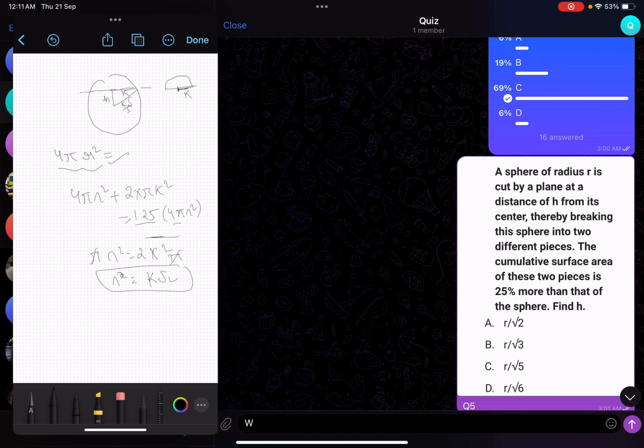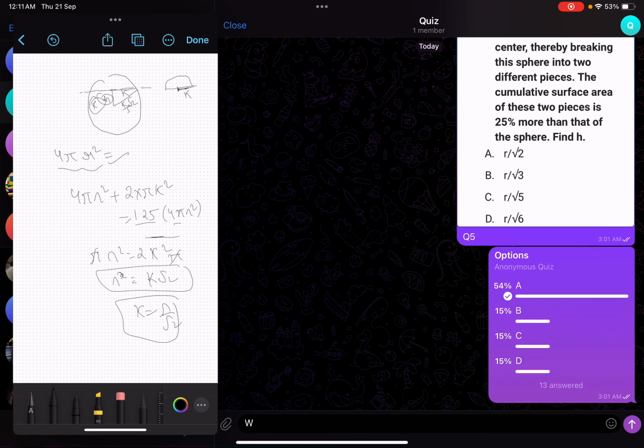So r equals k root 2, so the height will be how much? The height will be k only, because we know that if this is root 2, then the sum of the squares of those will result in this, so we got k. Now our question is to find the height. The height will be the same, so k, r by root 2, so it is the same only. So A is the answer.